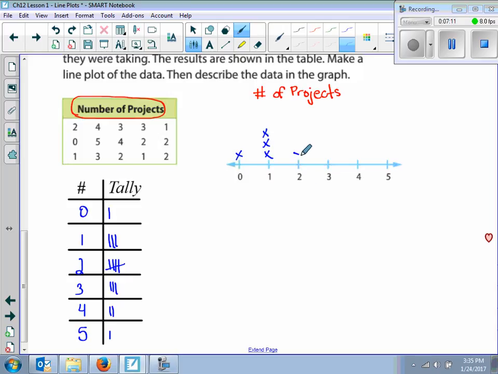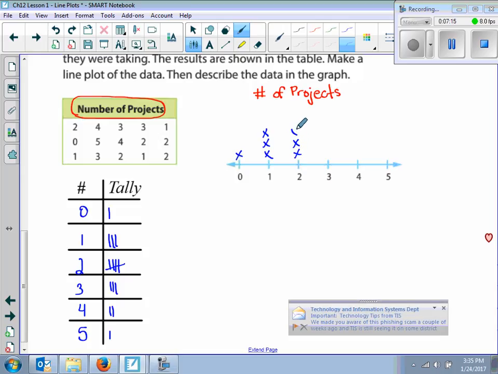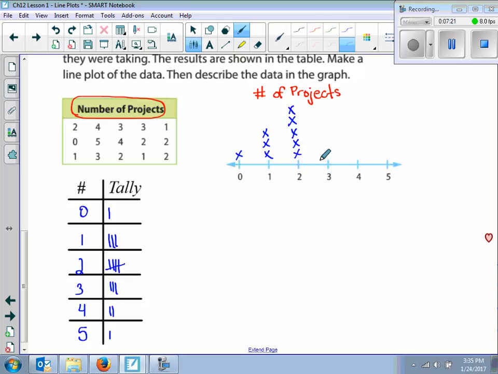5 for 2, that's 1, 2, 3, 4, 5. Let's see. 3 at 3 projects: 1, 2, 3. 2 at 4. And 1 for 5.